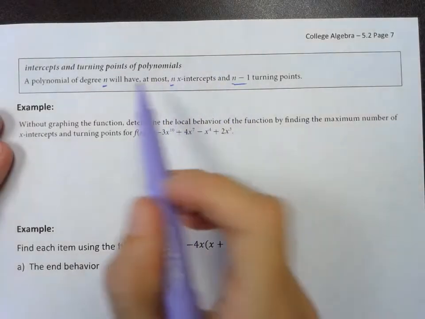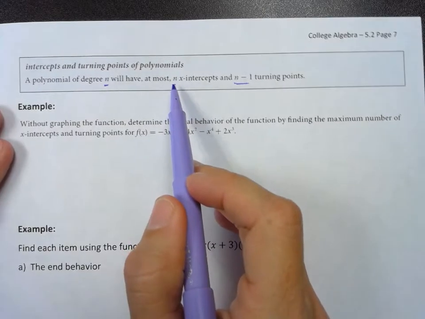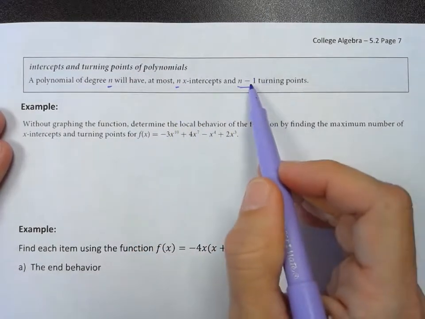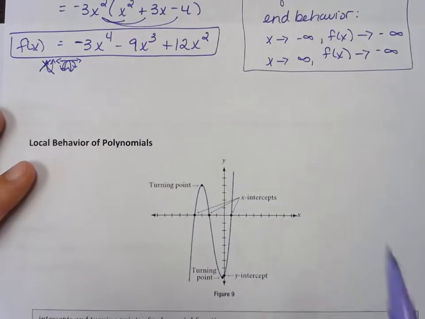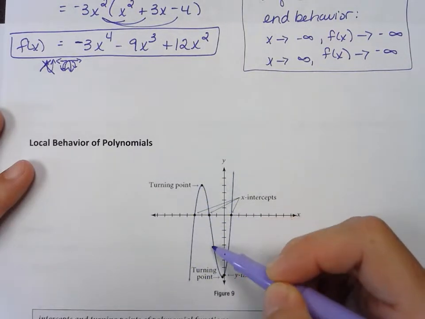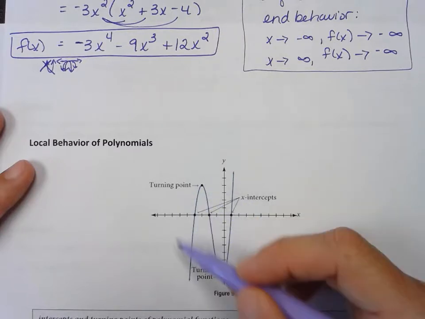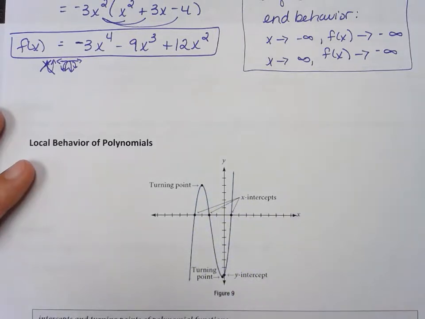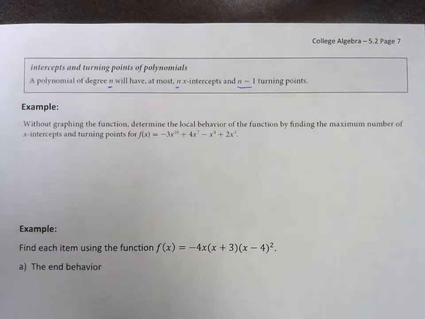Whatever your degree is, you're going to have at most that many x-intercepts. And you're going to have n minus 1 turning points. Remember what we said earlier, a turning point is where your graph goes from increasing to decreasing, or from decreasing to increasing. It's where the graph turns around, in other words. So your graph will have n minus 1 turning points.